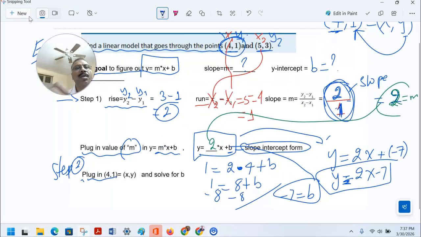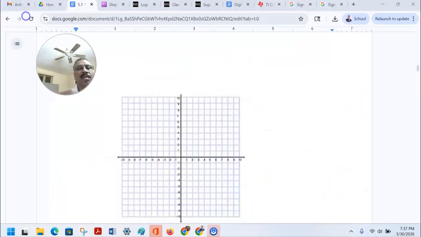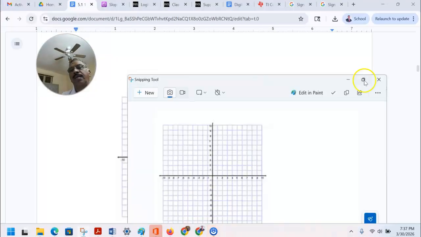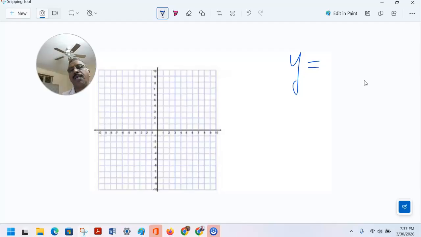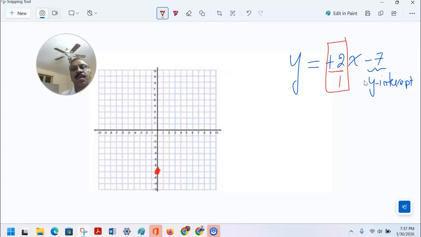We could also graph this. I don't know whether on this one there's a grid. We'll try to graph this. Remember the equation that we got was y equals plus 2x minus 7, and this is the y-intercept. This is where you start to draw the line. You begin on the y. So minus 7 is here. This is that point. And then the slope is 2 over 1. That means you go 1 right and you go 2 up.